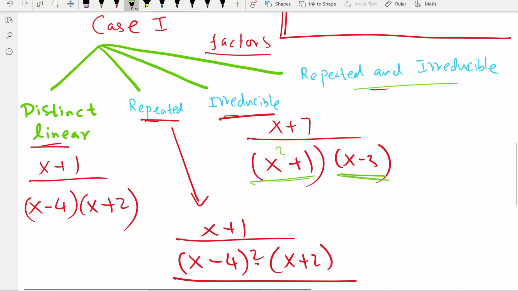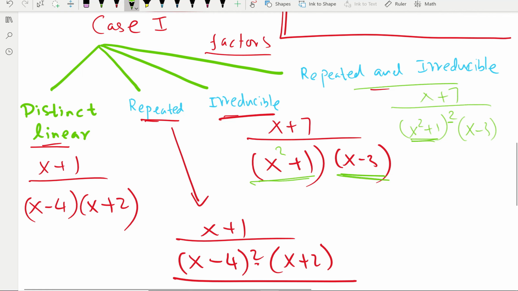Now repeated and irreducible means, let's take the same example, x plus 7, x squared plus 1 squared. So x squared plus 1 is irreducible. You cannot factor it further, and not only that, it's repeated twice. So 4 different cases: distinct linear, repeated, irreducible, repeated and irreducible. We treat these cases differently. I just first wanted to show you all the cases that we have within partial fraction decomposition. In the next video we will start with the distinct linear case because it is the easiest case.